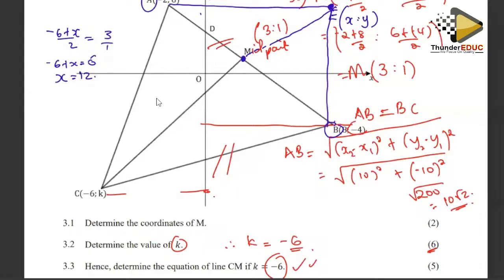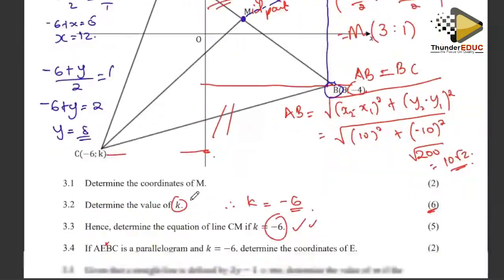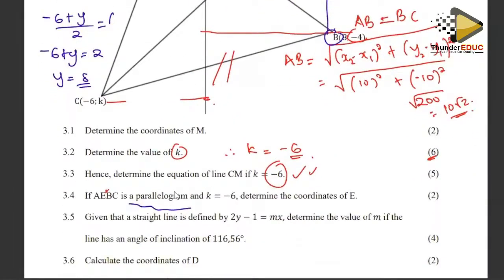We do the same with the y. If we get k, which is -6, plus the y value of E, divided by 2, we must get the y value here, which is a 1. Cross multiply, -6 plus y is 2. Then y becomes 8. Okay, so that's what they wanted. I don't know why they are giving us just 2 marks.